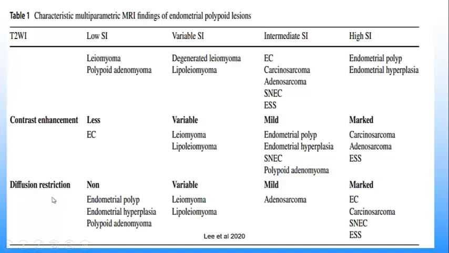Diffusion: what about diffusion restriction? If there is no restriction, we are more with endometrial polyp, endometrial hyperplasia, and polypoid adenomyoma, except if there is hemorrhage, where there may be restriction. If we have blood spaces, they may cause restriction. If it is variable on diffusion restriction, we have the leiomyoma. We cannot differentiate between leiomyoma and leiomyosarcoma by diffusion, because sometimes the cellular leiomyoma causes restriction. But we can depend on the ADC value. The ADC value will be lower with the malignant lesions. Mild diffusion restriction is seen with the adenosarcoma, and marked restriction with the endometrial carcinoma, carcinosarcoma, and stromal tumors.